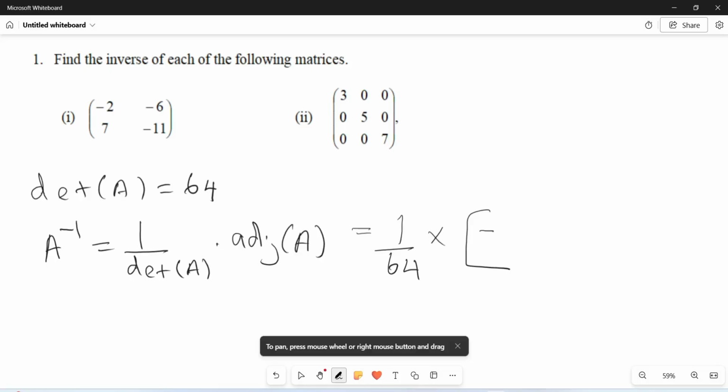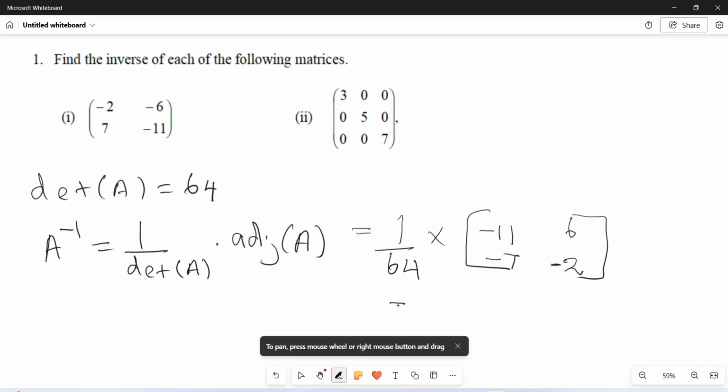Just keep minus 11 in the place of minus 2, and minus 2 in the place of minus 11, and multiply these things by negative. Now minus 6 comes as plus 6, and my plus 7 comes as minus 7. Now you want to multiply this by minus 1 over 64, then you are getting the last answer.